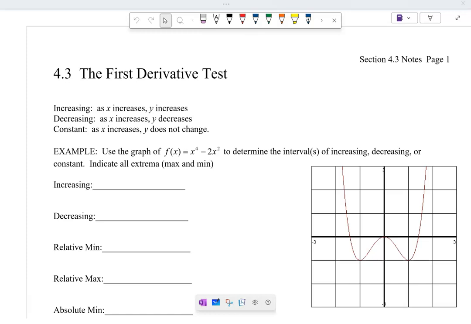All right, welcome back to your favorite calculus class, you guys. We're going to take a look at the first derivative test. So we're going to use the derivative to tell us if a function is increasing, decreasing, or constant.